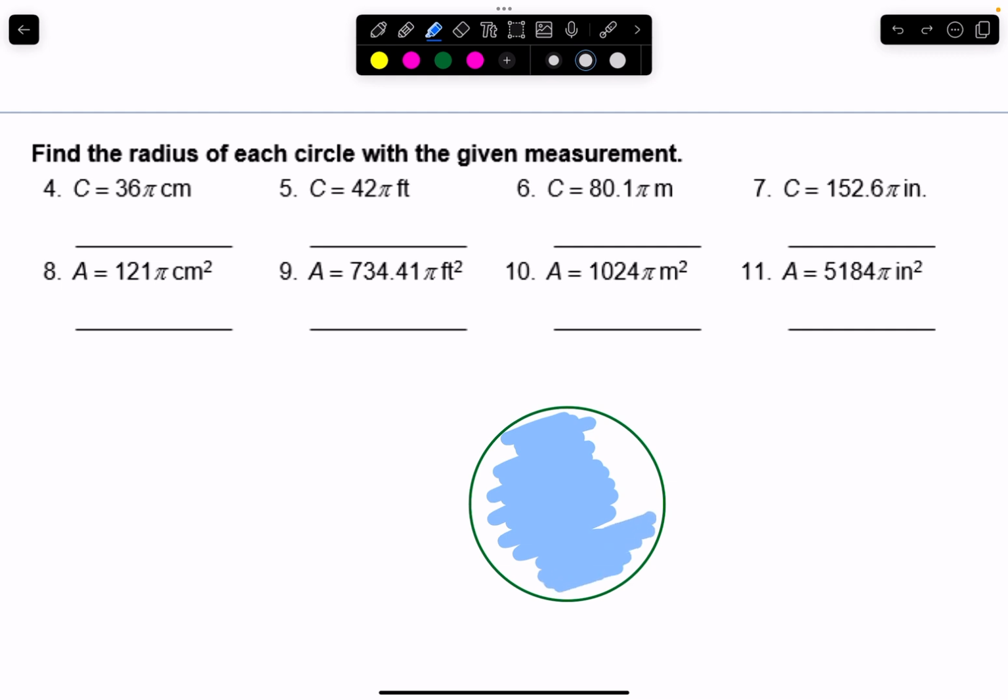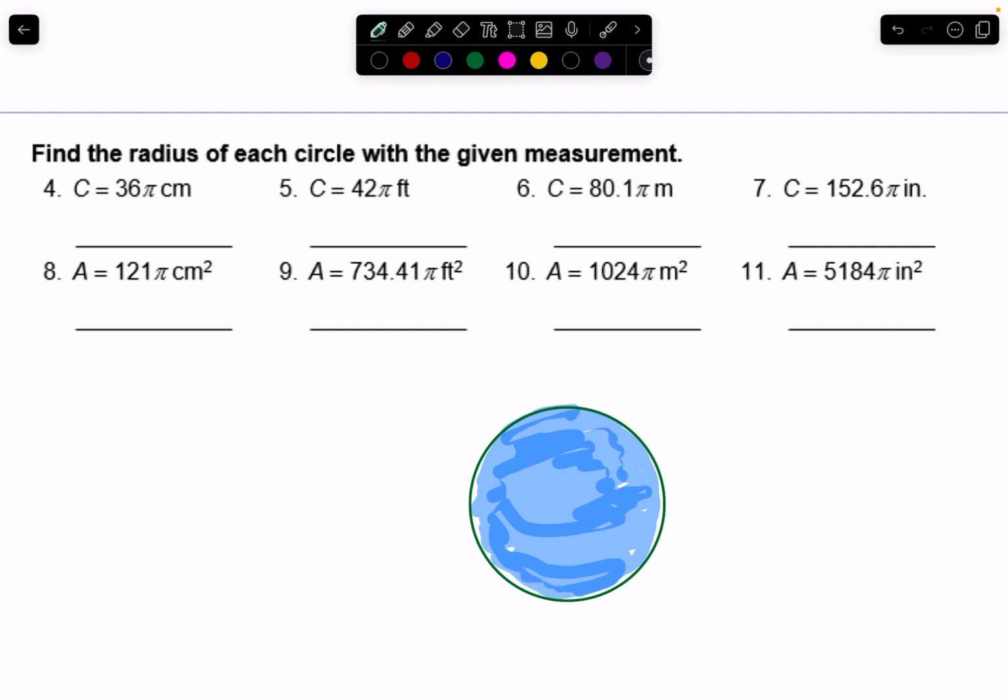An area is always in square units. We're trying to find out what, like if we were going to cover this in seed or paint or anything that's just going to lay on top of it, we're just trying to find the area of that. Well, there's a formula. Area of a circle equals pi times radius squared. So on number 8, we're given that area equals 121 pi centimeters squared, because area is always in square units.